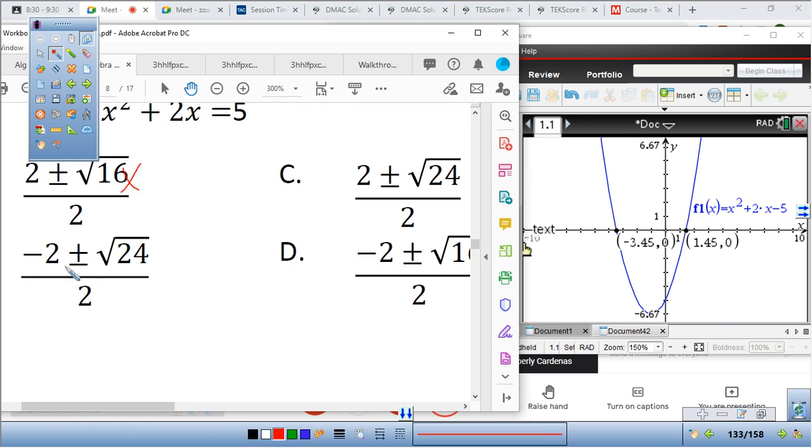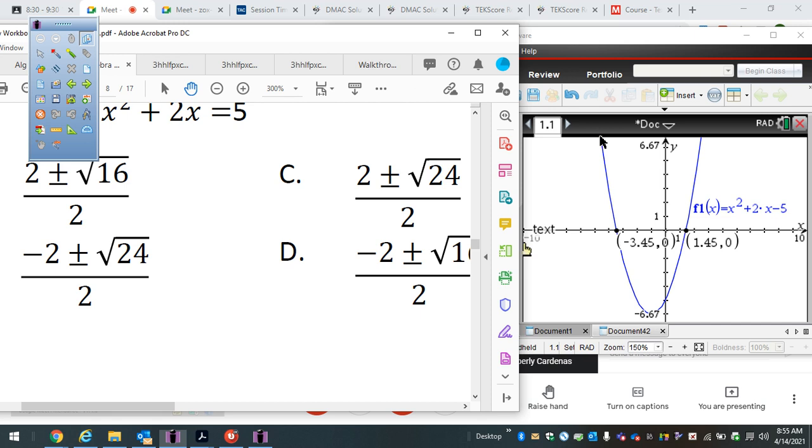I'm going to try this one here. So it's going to be negative 2 plus the square root of 24 over 2. And I'm also going to try negative 2 minus the square root of 24 over 2. Now this is kind of crazy to work on your own to get a decimal. So that's why we gave you a calculator. So let's go and do this stuff right here. We'll do it on a calculator. Remember, negative 0.45 and 1.45.